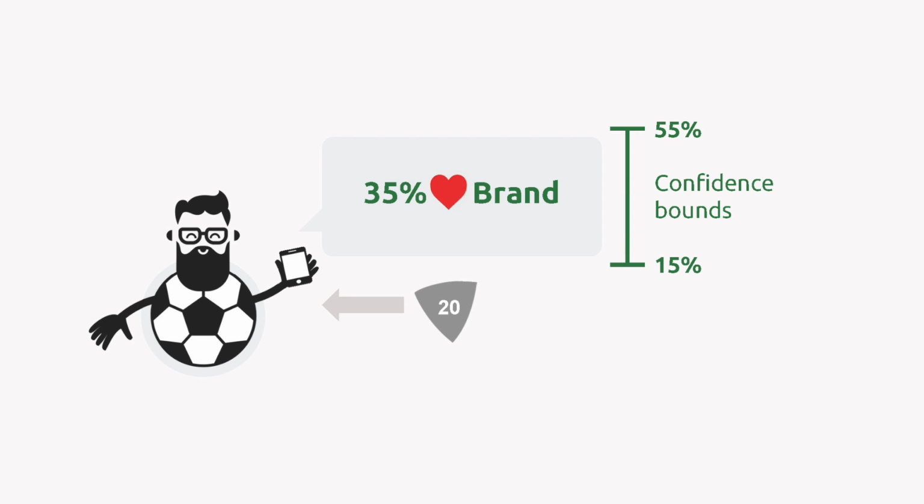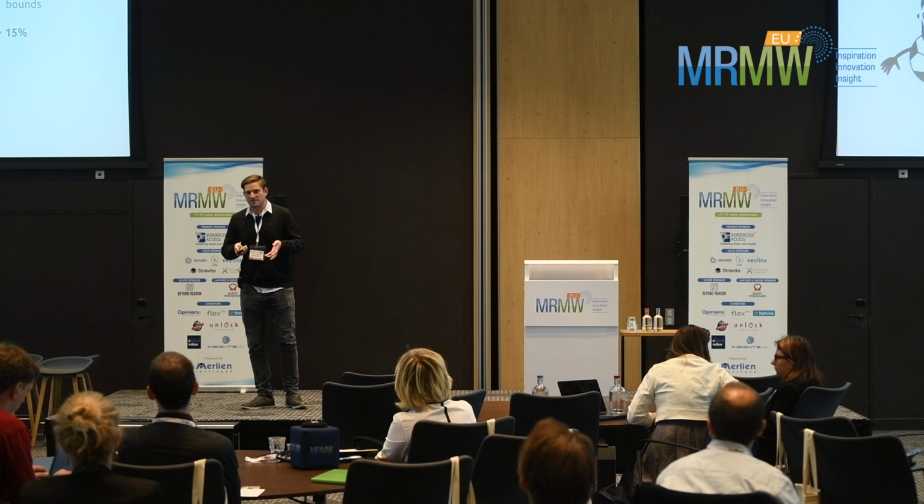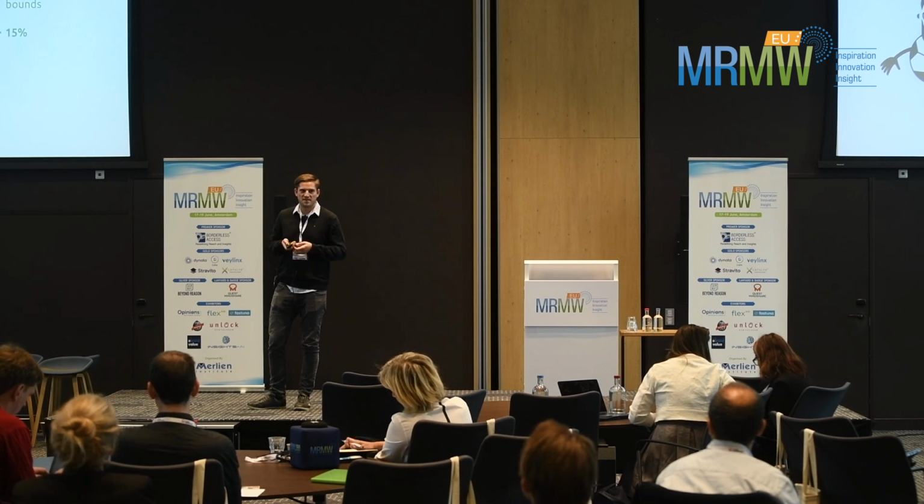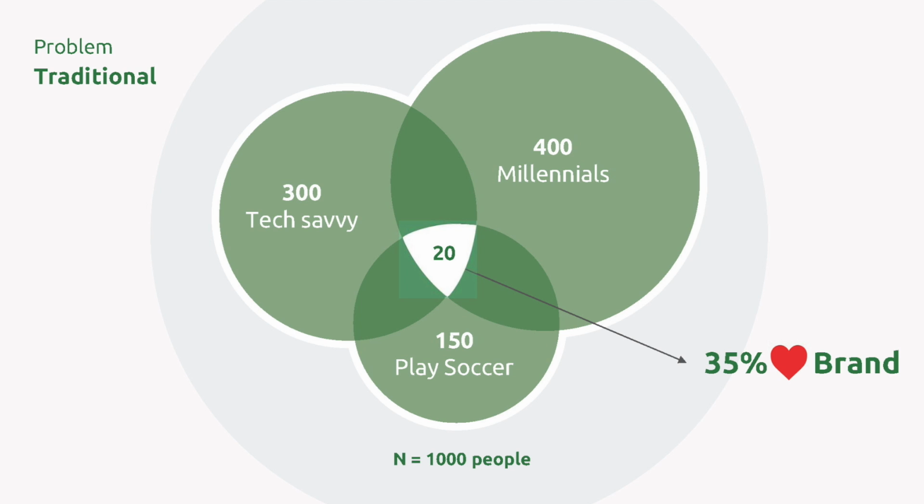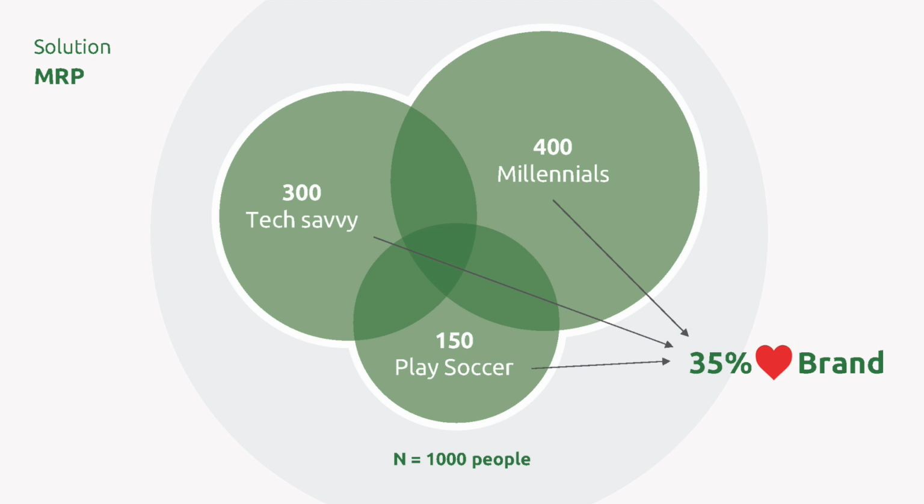So what do you do with it? When you look at it statistically, you have confidence bounds of plus and minus 20 percentage points. So that means the real answer is somewhere between 55 and 15 with a very high likelihood. This is not very precise, and it's not enough to base a decision on. So this is what you do with a traditional quota sampling model. What you do with MRP, you look at the entire sample. So you're getting information from neighboring cells. I'll get a bit deeper into that.